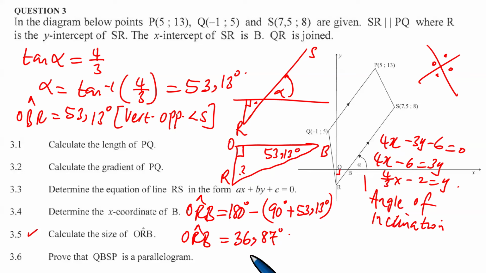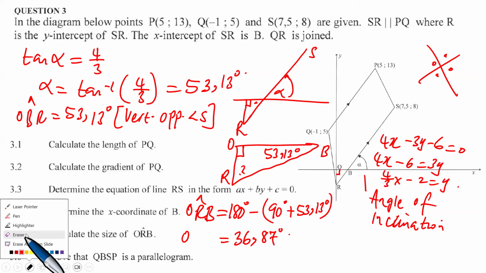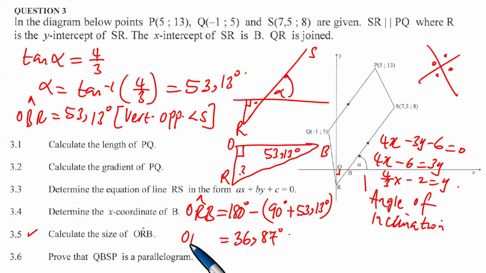Yes. So, which is what the examiner wants? They want ORB, and the angle ORB is that one. So it is exactly the same as 36,87 degrees, and we have found the angle ORB there by calculation. So take note of this and make sure you understand this very, very well. So we have answered this question 3.5, and we have determined the size of the angle ORB, which is 36,87 degrees.